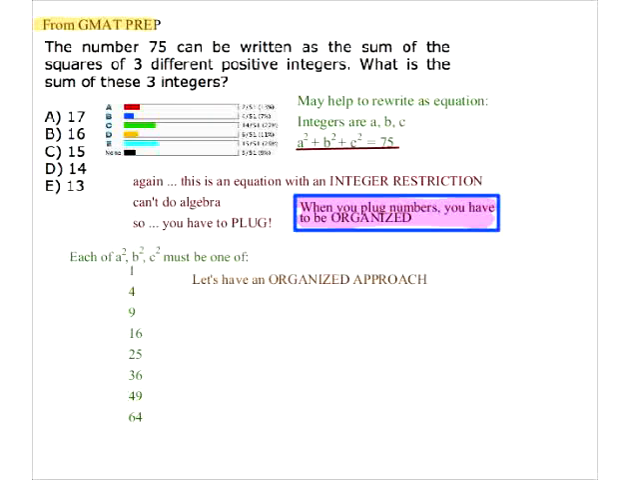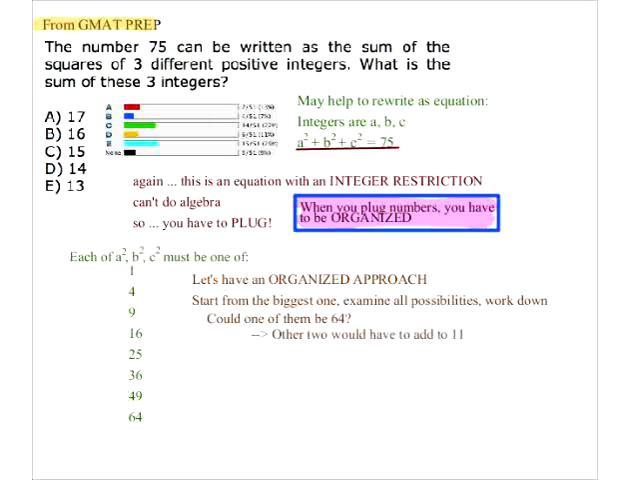How about we start from the biggest one? Examine all possibilities, and then work down. So let's say, could one of them be 64? Well, if one of them is 64, the other two would have to add up to 11. If you look at these, you can get 1 and 9, but that's 10, it's not 11. You can't make 11 from two of these numbers. So 64 doesn't work. So then you can go down. Could one of them be 49?